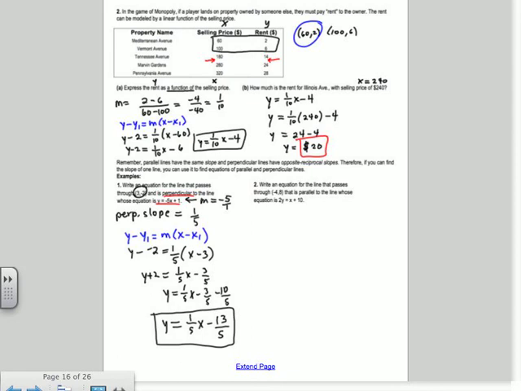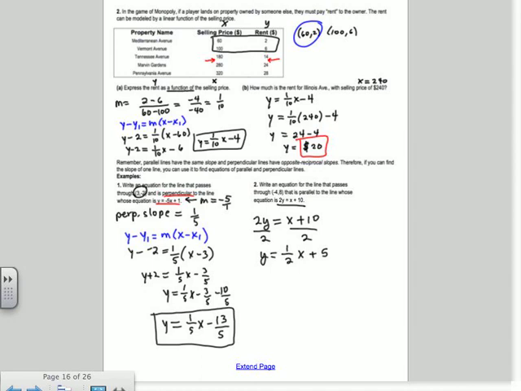All right, number 2. Write an equation for the line that passes through -4, 8, and is parallel to the line whose equation is 2y equals x plus 10. So in this case, you can't see immediately what your slope is. So you actually have to manipulate the equation a bit to find the slope. So I have 2y equals x plus 10. I'm going to divide by 2 on both sides. So I get y equals 1/2 x plus 5.